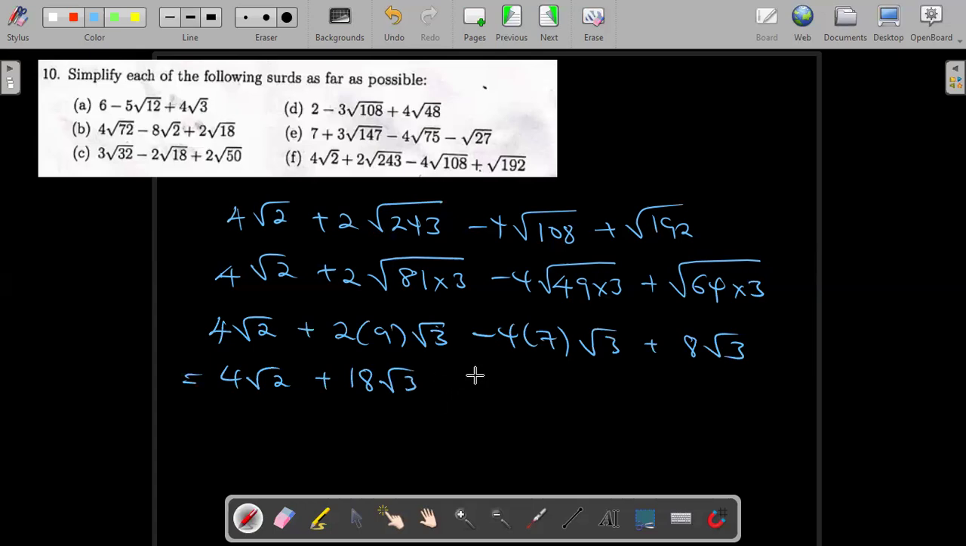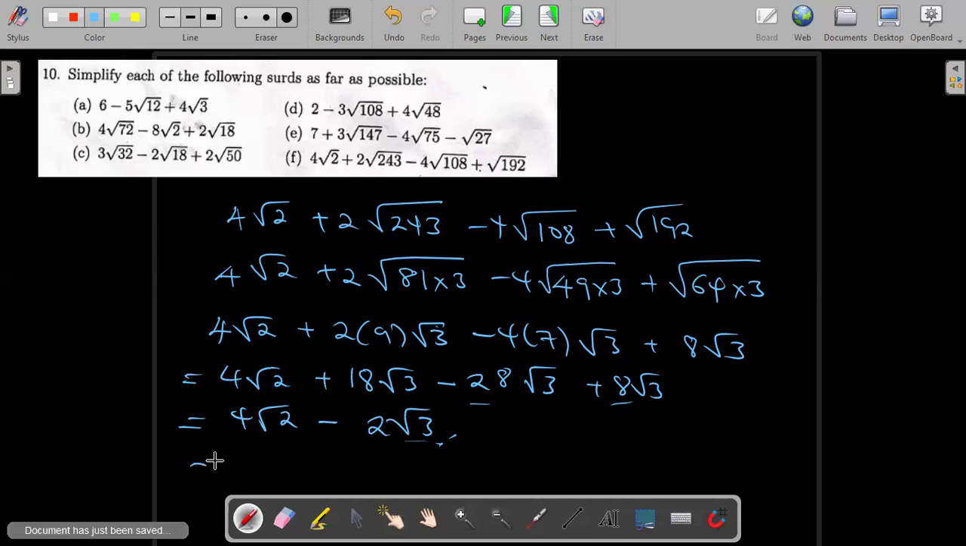Then 4 by 7 gives me negative 28, 28 root 3. Then I have plus 8 root 3. So here I can add. So this will be 4 root 2. Then when I add these two here, this negative 28 and the 8 there, I just get negative 20. Then negative 20 plus 18 there, that's going to give me negative 2 root 3. And this is what I get here.